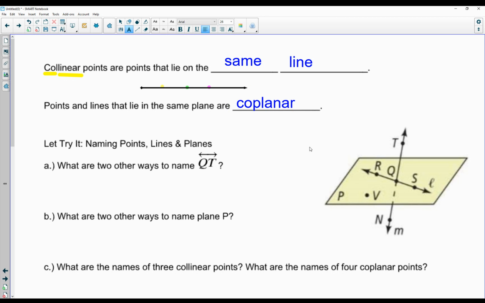So if you just look to the right over here, we have a line RS, and then we have this point V. So line RS and point V are coplanar. They're in the same plane. They're both in plane P.